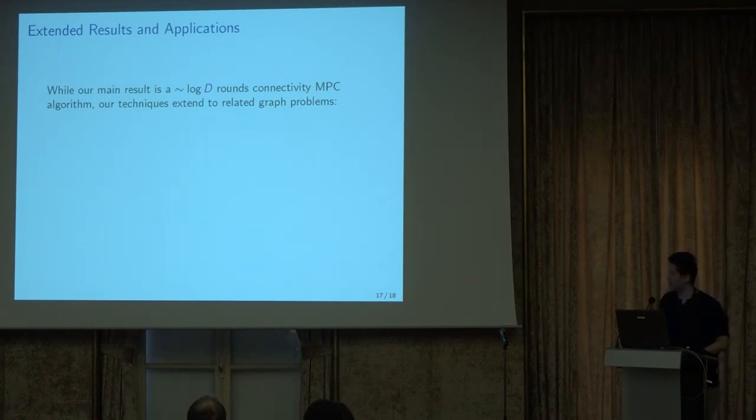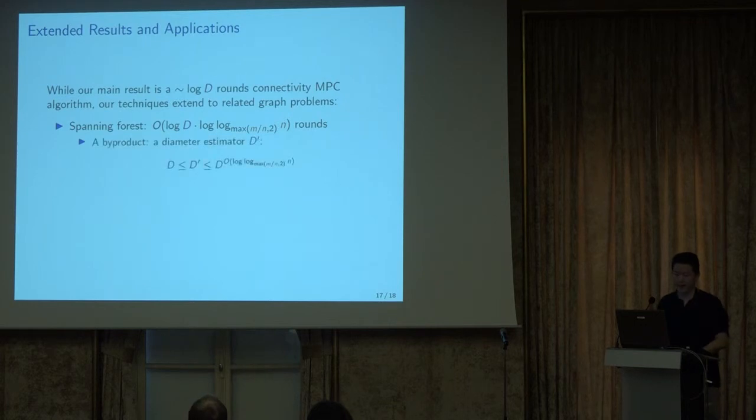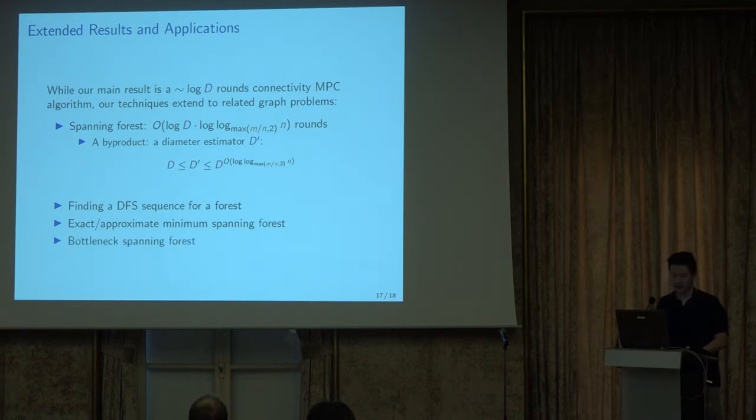Our main result is a log diameter number of runs connectivity algorithm in the MPC model. Our techniques can be extended to related problems. For example, for the spanning forest, we can find the spanning forest in the same number of runs, and a byproduct of our spanning forest algorithm is a diameter estimator. Furthermore, we can apply our spanning forest algorithm and the connectivity algorithm to find the DFS sequence of a forest. And our algorithm can also be applied for exact or approximate minimum spanning forest and for the bottleneck spanning forest.